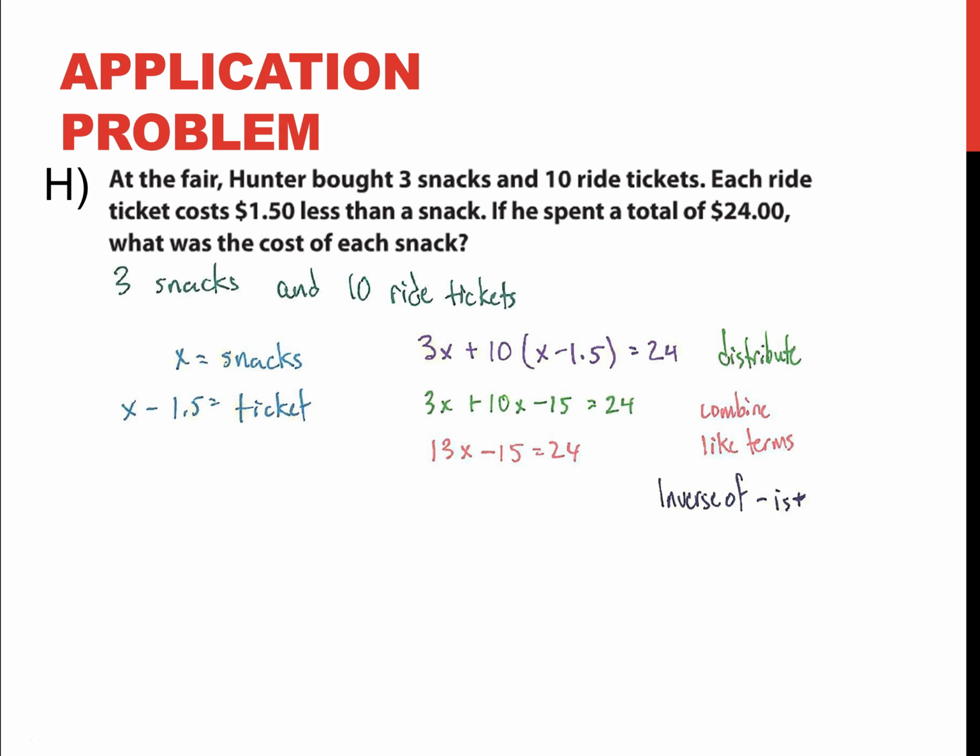Well, the inverse of subtraction is addition, so I add 15 to each side. That gets me 13x equals 39, and the inverse of multiplication is division. So divide each side by 13, and x is equal to 3. So if I know that x is equal to 3, then I know that each snack cost $3. Those are some expensive snacks. I hope they're really good.